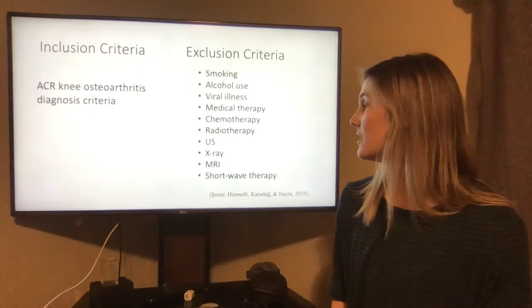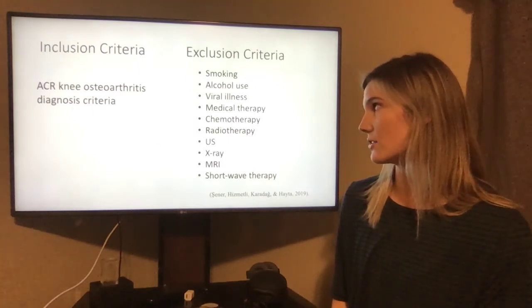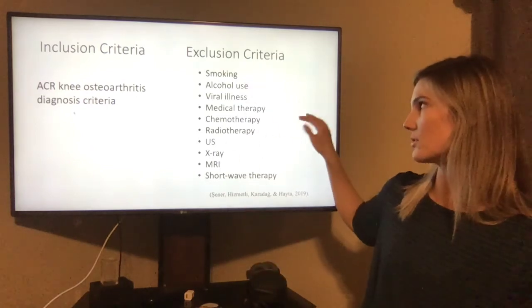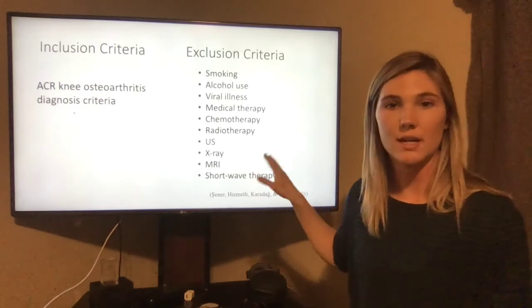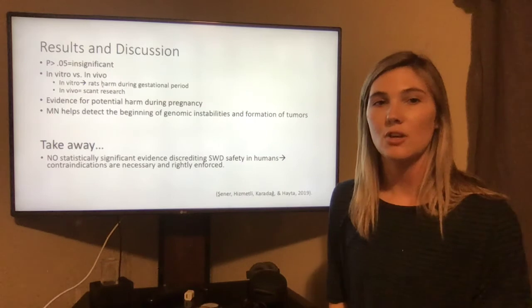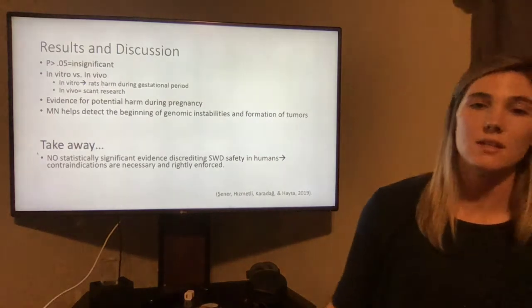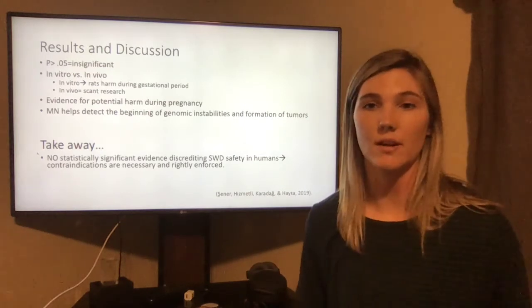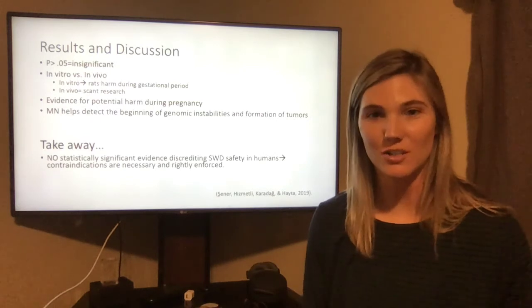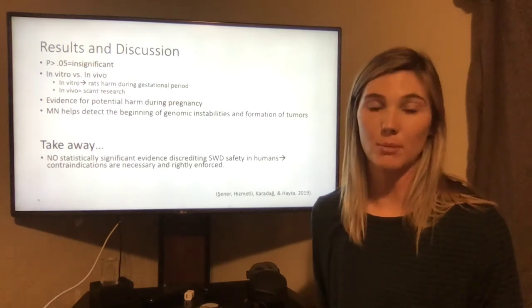So here's the criteria. That's the one I told you about, the ACR knee osteoarthritis diagnosis criteria, and then they couldn't be doing any of these things: smoking, alcohol use, viral illness, medical, radio, or chemotherapy, ultrasound, x-ray, MRI, and shortwave diathermy. The results basically showed that there was no statistical significance showing any danger in using shortwave diathermy. It wasn't going to be causing any genotoxic effects on a person.